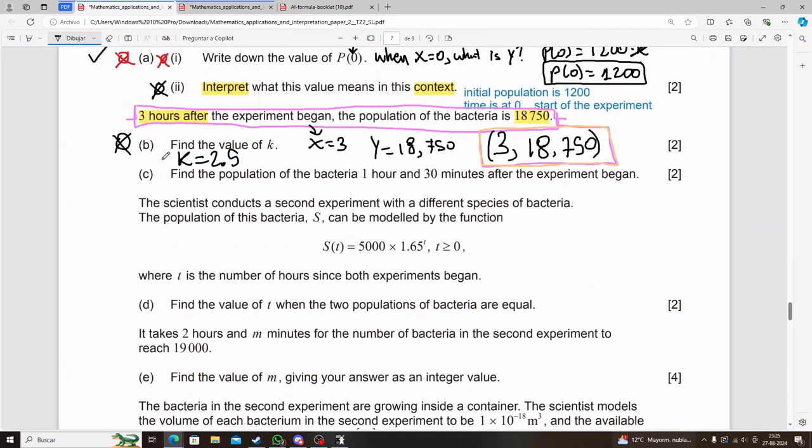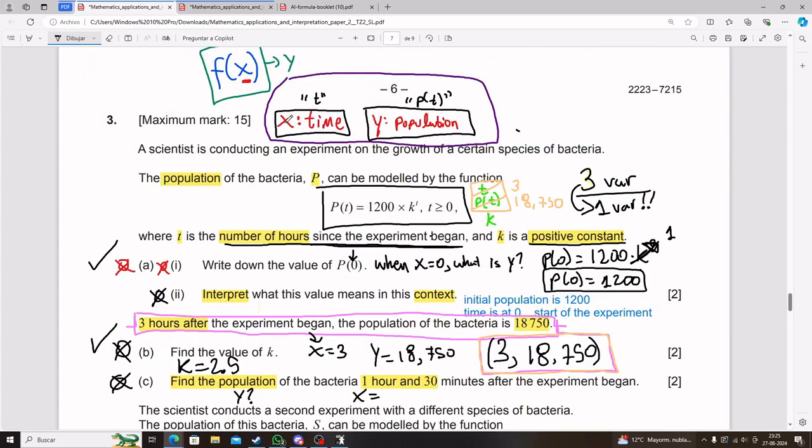Then they ask us to find the population. So what is y of the bacteria 1 hour and 30 minutes after the experiment began. So what is y when x is an hour and 30 minutes? How do you express an hour and 30 minutes in terms of x? Your x, we said, was time, as in the variable t. And t is in hours.